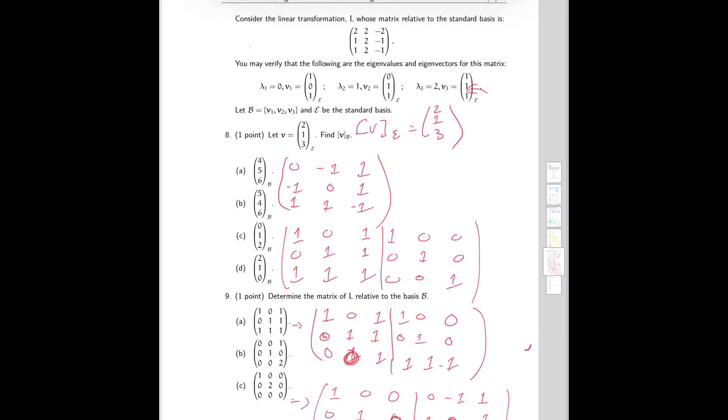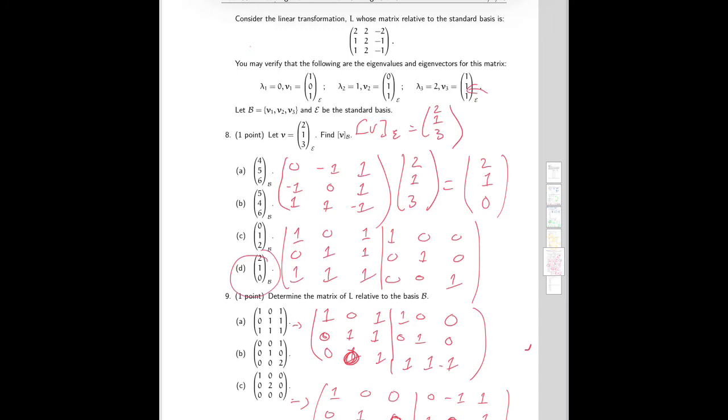And now I'm going to multiply by the coordinates of V relative to the E basis, which is 2, 1, 3. And what I'm going to get is, let's see, minus 1 plus 3, that's 2. Then minus 2 plus 3, that's 1. And then at the bottom, it's 2 plus 1, which is 3, minus 3, which is 0. So it looks like this is the correct answer.